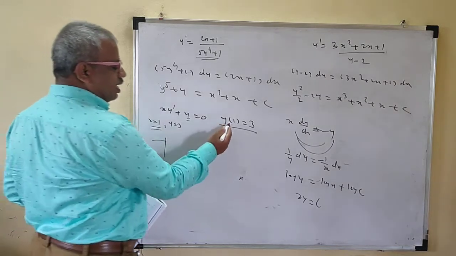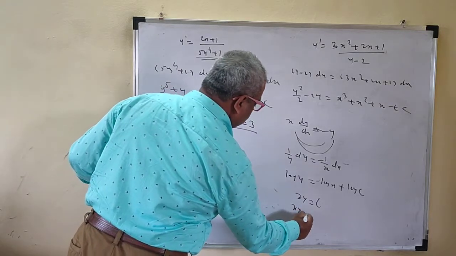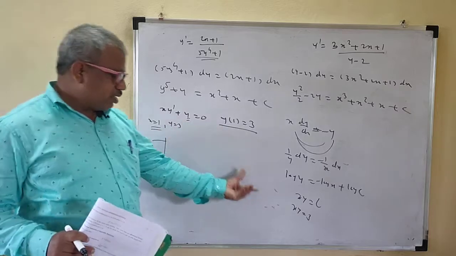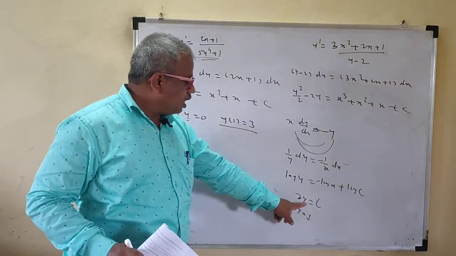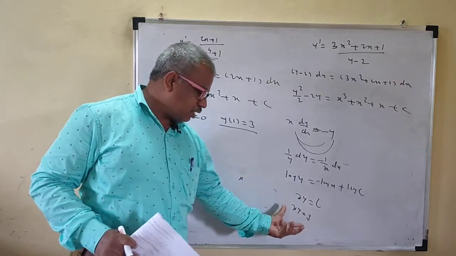Now put x is equal to 1 and y is equal to 3. Your value of c is 3. So this is your particular solution: xy is equal to 3.